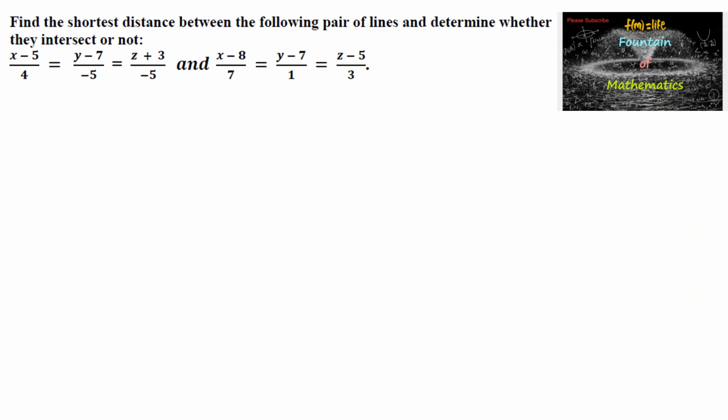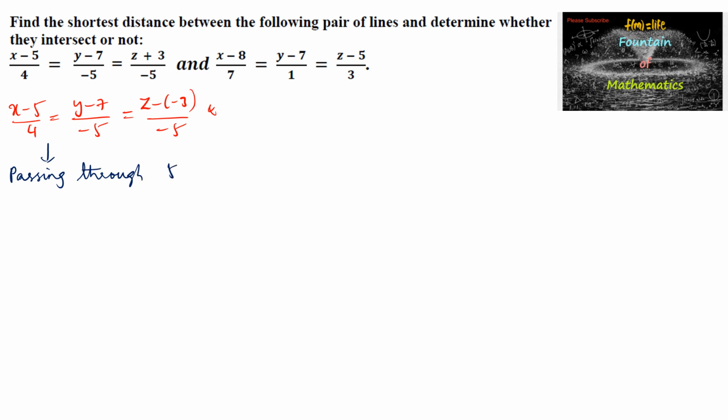Find the shortest distance between the following pair of lines and determine whether they intersect or not. x minus 5 upon 4 is equal to y minus 7 upon negative 5 is equal to z minus of minus 3 upon negative 5, and another line x minus 8 upon 7 equals y minus 7 upon 1 equals z minus 5 upon 3. So this line is passing through the point 5 comma 7 comma minus 3.